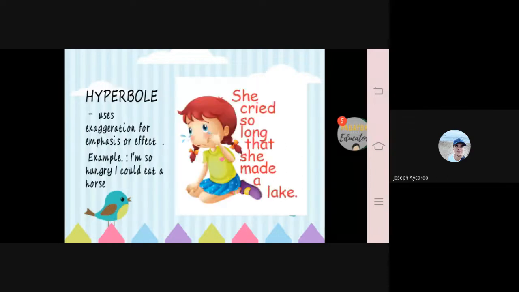Next, hyperbole. Who will read the hyperbole? Okay, thank you. Hyperbole uses exaggeration for emphasis or effect. So, the example for that is, I'm so hungry, I could eat a horse. So, he used exaggerated words that reflect how hungry he was. Another example is, she cried so long that she made a lake.